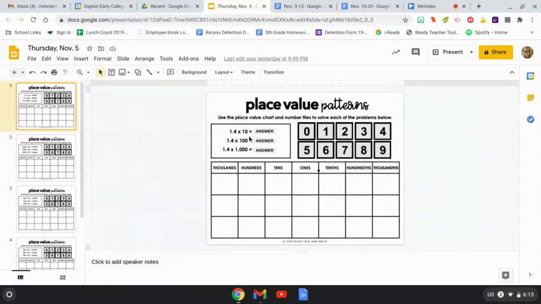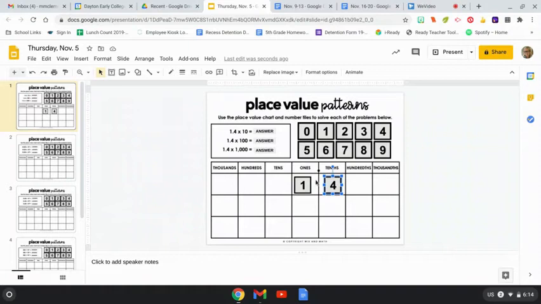This first expression is 1.4 times 10. So I think to myself, well, when I'm multiplying by 10, I have to add a 0. So if at first my number looked like this with my 1 in the ones place and my 4 in the tenths, if I have to add a 0, I'm going to slide. I have to add a place value.